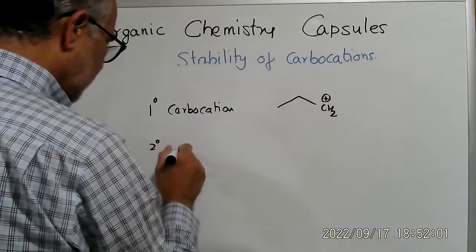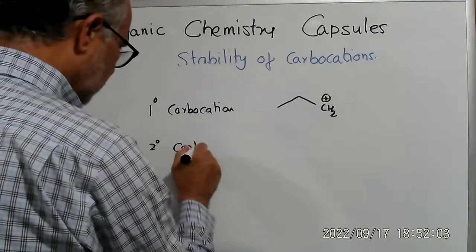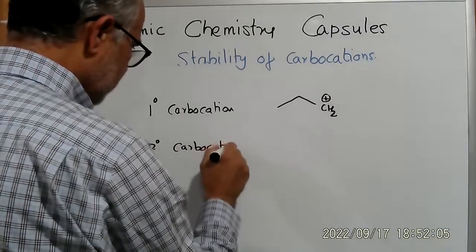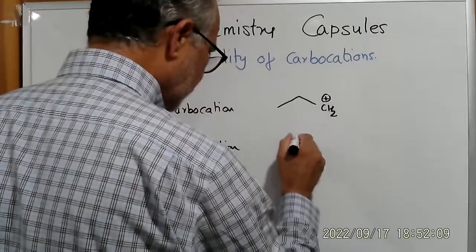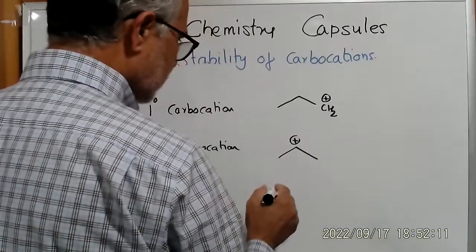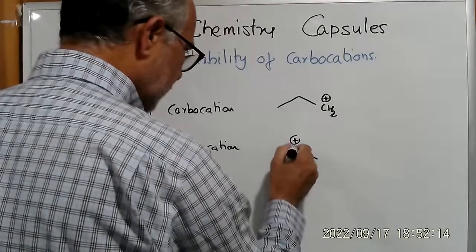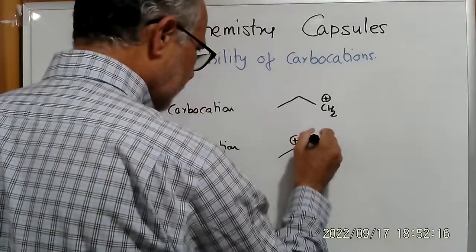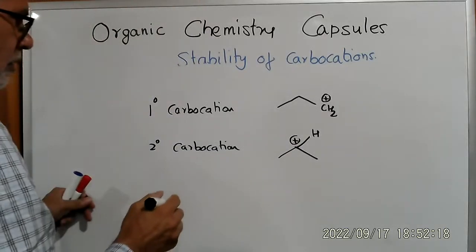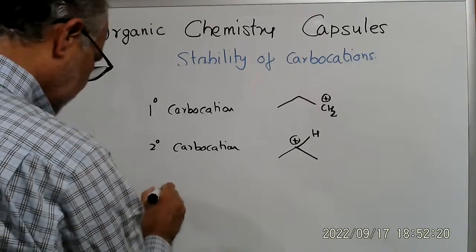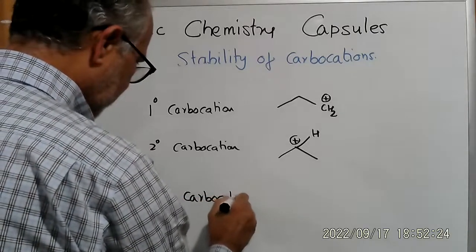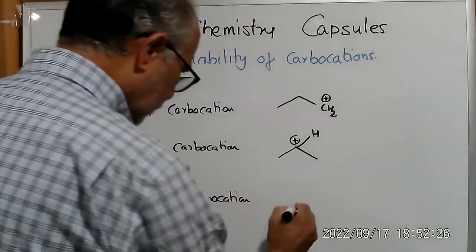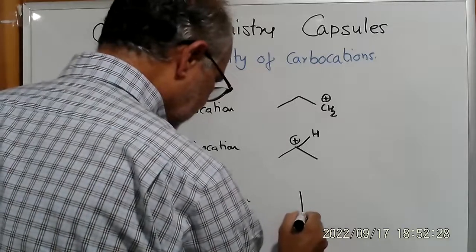We have seen a secondary carbocation, which looks like this, so the central carbon has a positive charge. That means, just to clarify, there's one hydrogen there. And there's something called a tertiary carbocation, as you'll see now. So a tertiary carbocation will look like this.